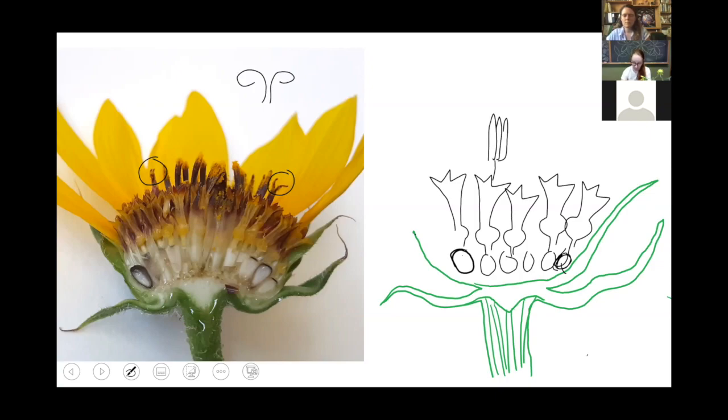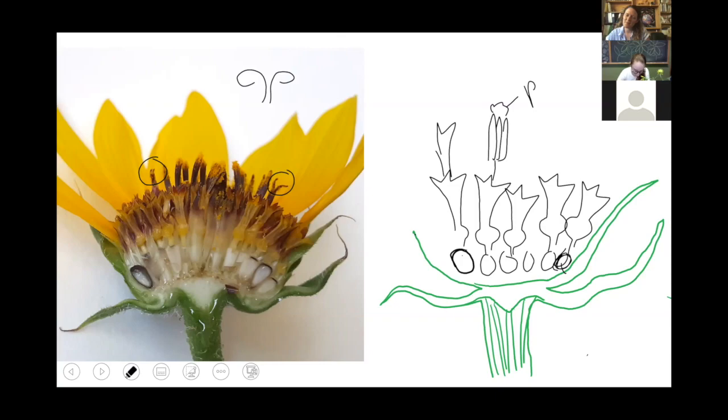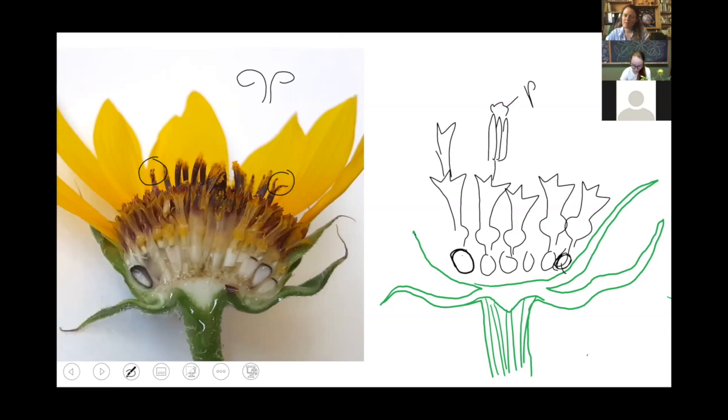You can include that in your drawing, just to note... let's see if I can write with my finger. Sorry about these little technical difficulties. That's okay. It looks great still.